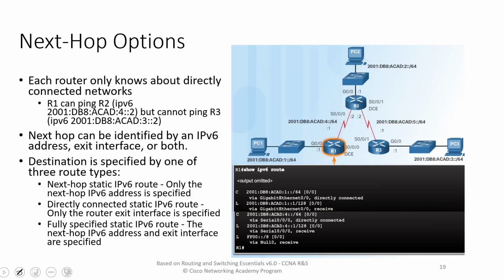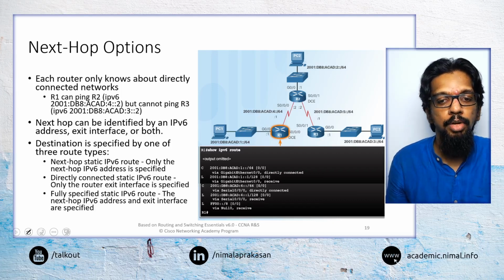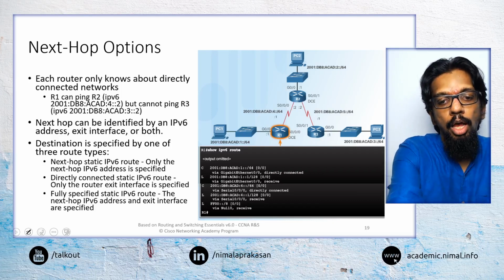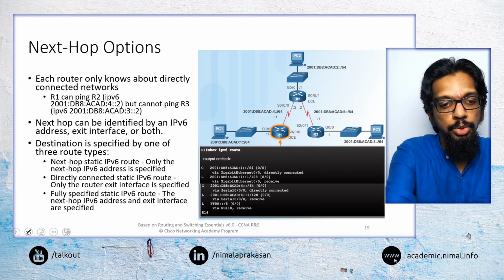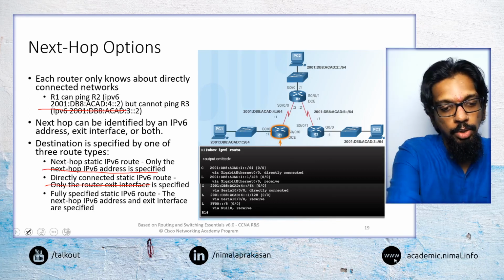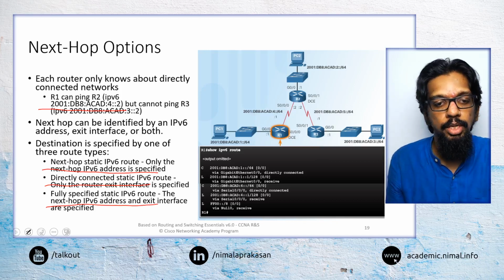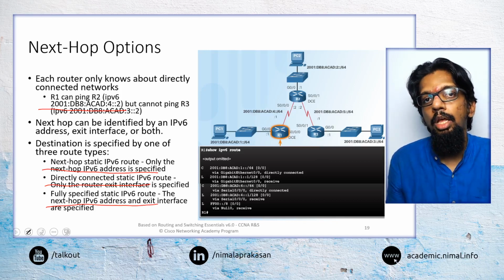So then, with regard to how we actually would configure these, in IPv6 we'll have the same options for configuring. We can do next hop routing configuration using the IP addresses. So here what we can do is use next hop static routing, directly connected static routing, or fully specified static routing, similar to what we did in IPv4.